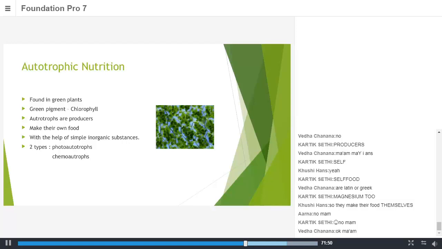Let's take one by one. First, let's take autotrophic nutrition. As I discussed, autotrophic nutrition is found in green plants only.